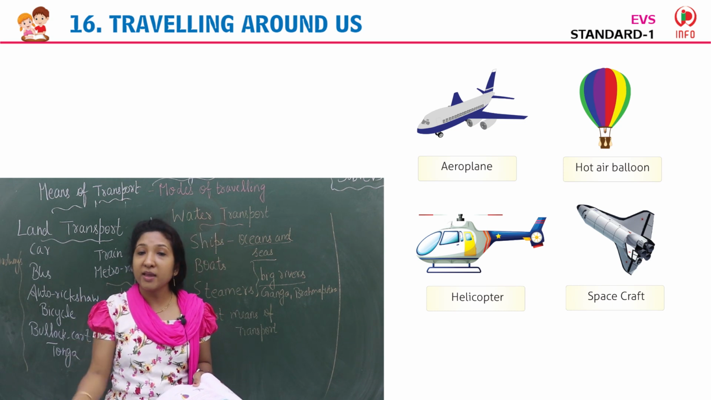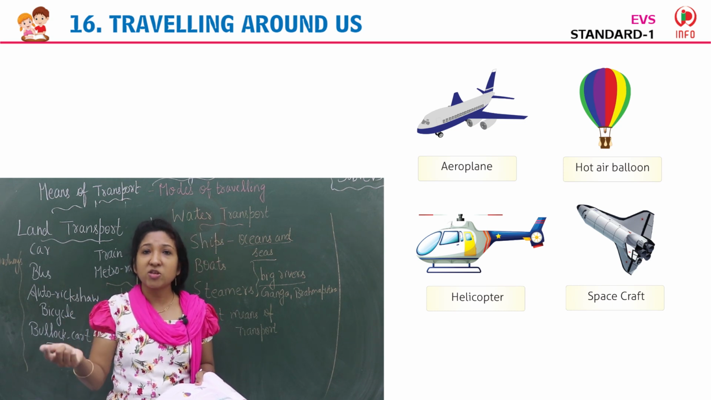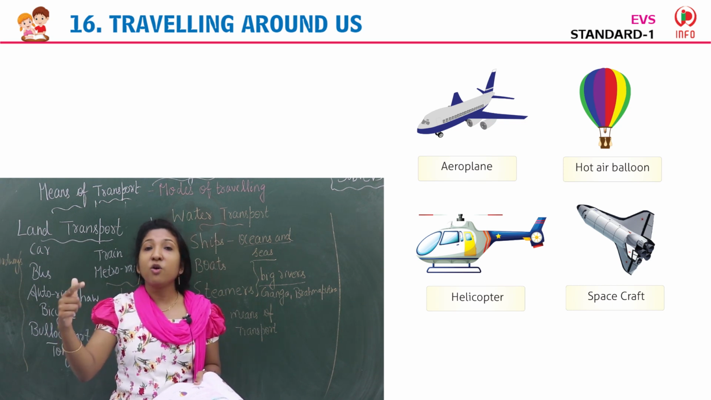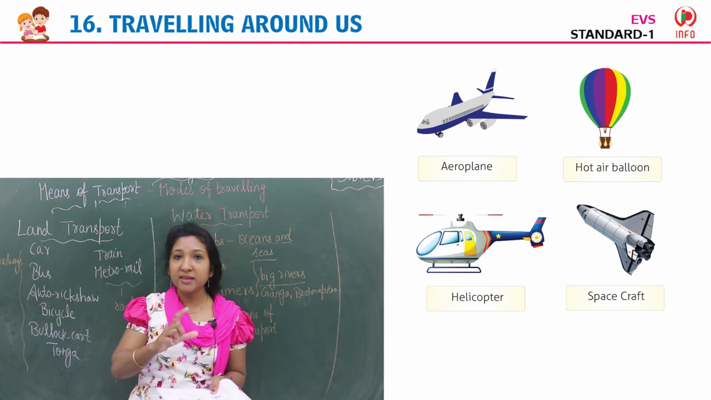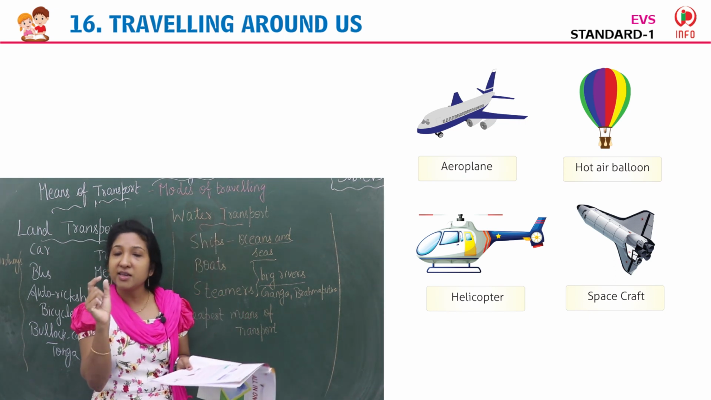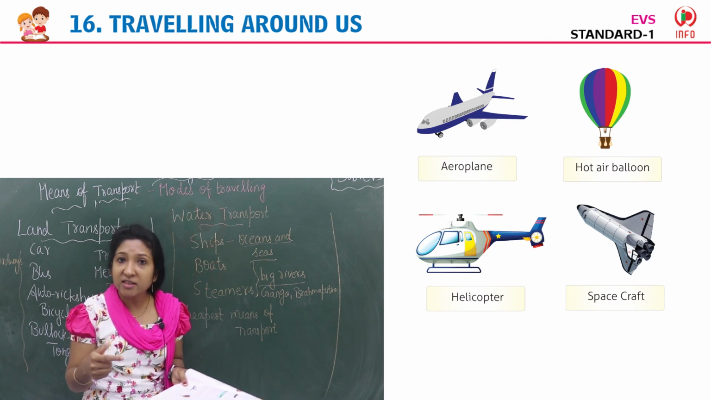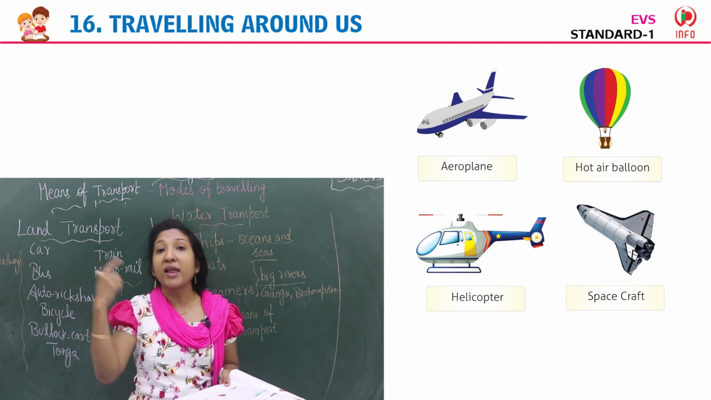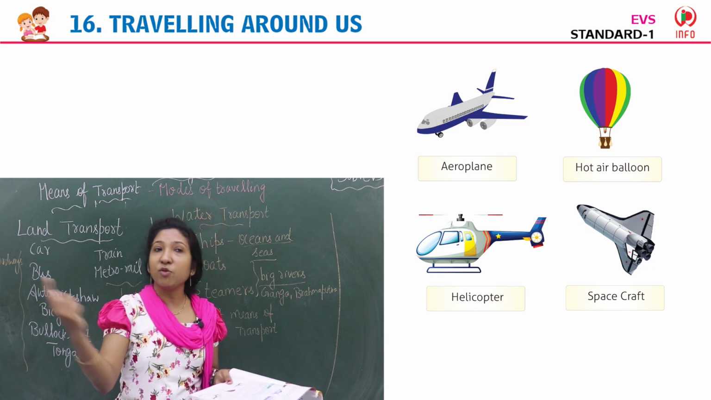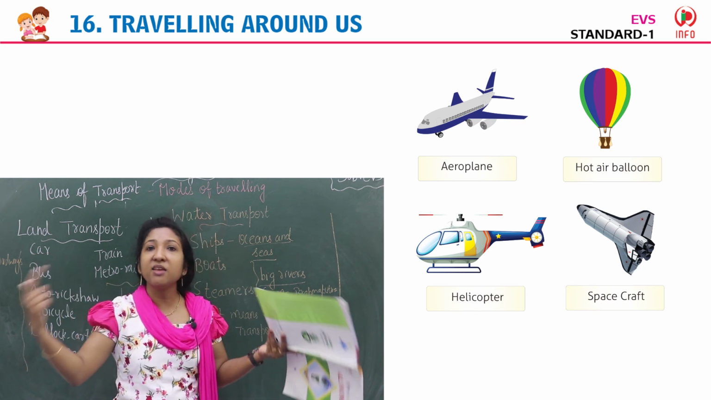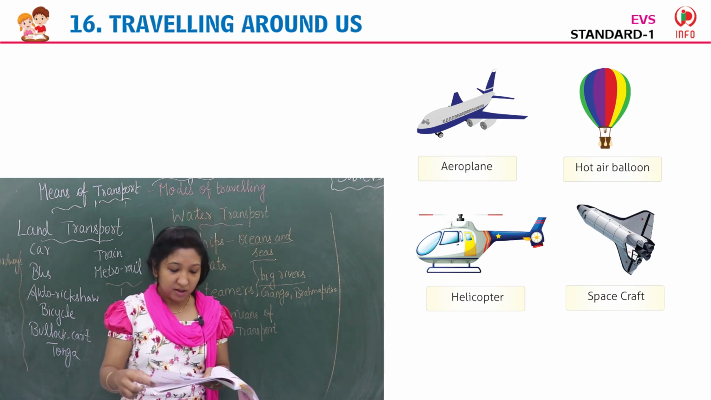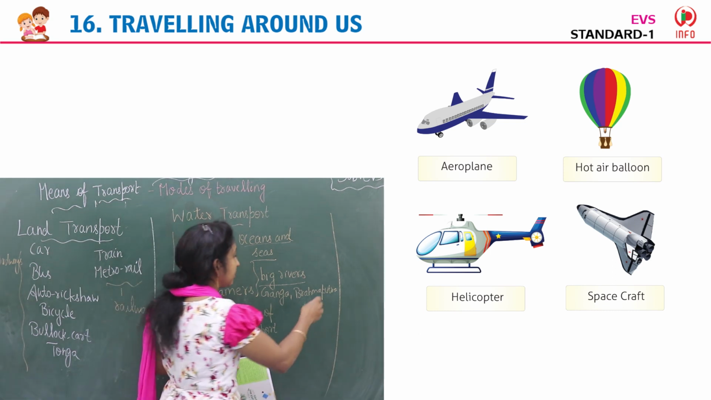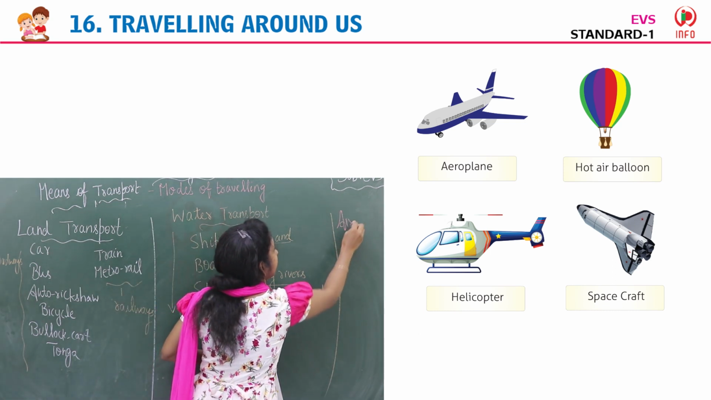If you want to go to America, Canada, Russia, wherever in the world, we can go through air transport. So it makes this entire world very small. Because we have air transport, we can travel easily to another country, making the world very small. Now we can travel anywhere in the world because of air transport.